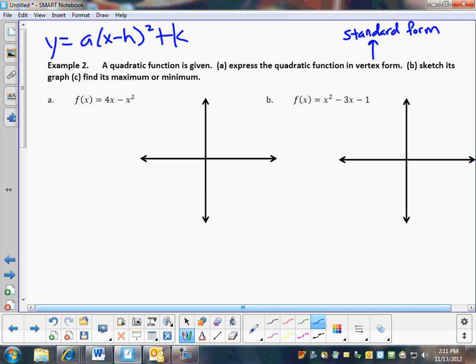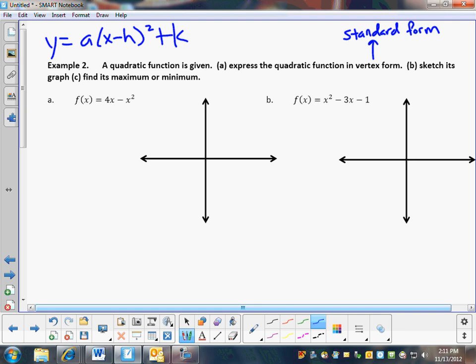And what they want us to do is, a quadratic function is given, express it in vertex form, sketch its graph, and find the maximum or minimum. So we don't have to find x-intercepts for these problems. We don't have to find y-intercepts for these problems. We're just going to do these three pieces, okay? That's it.